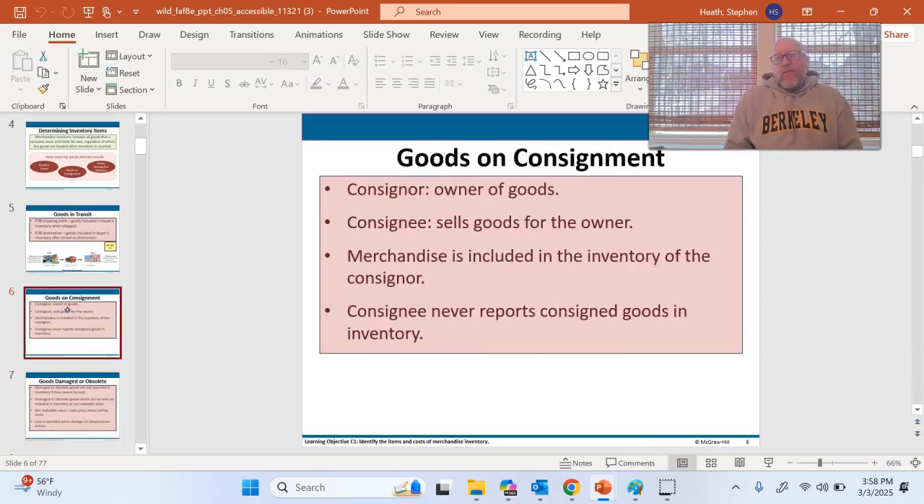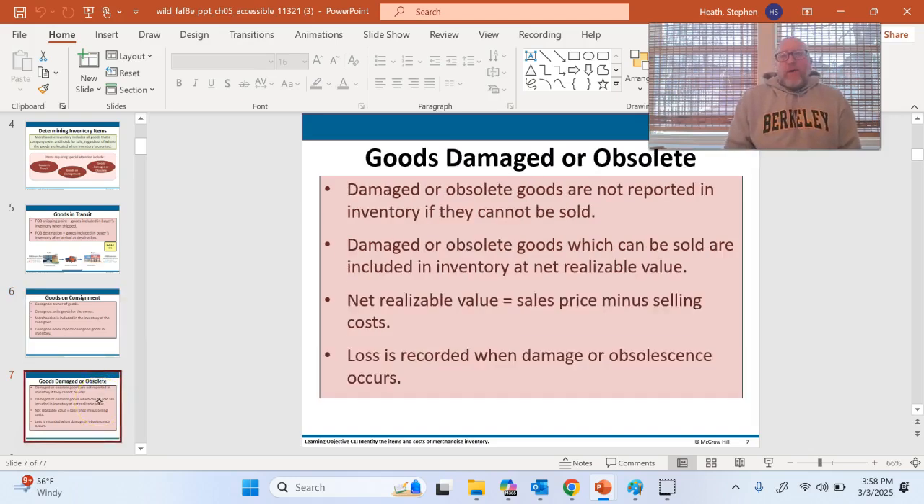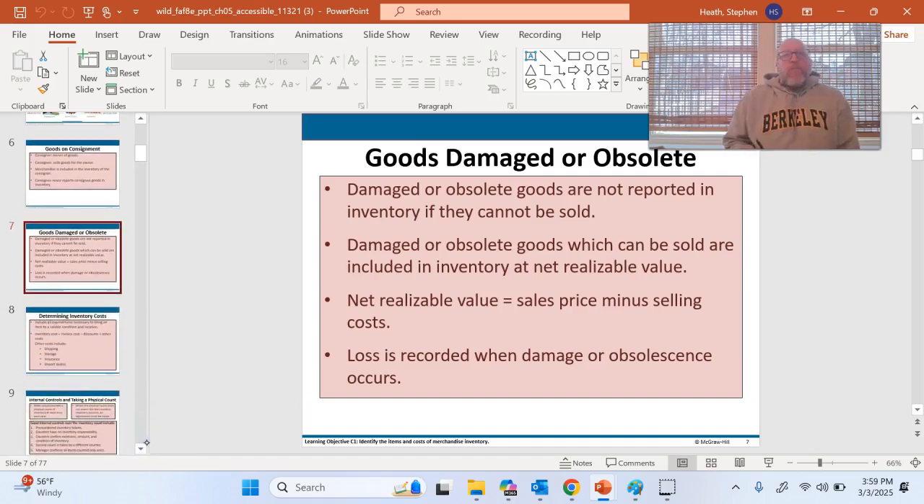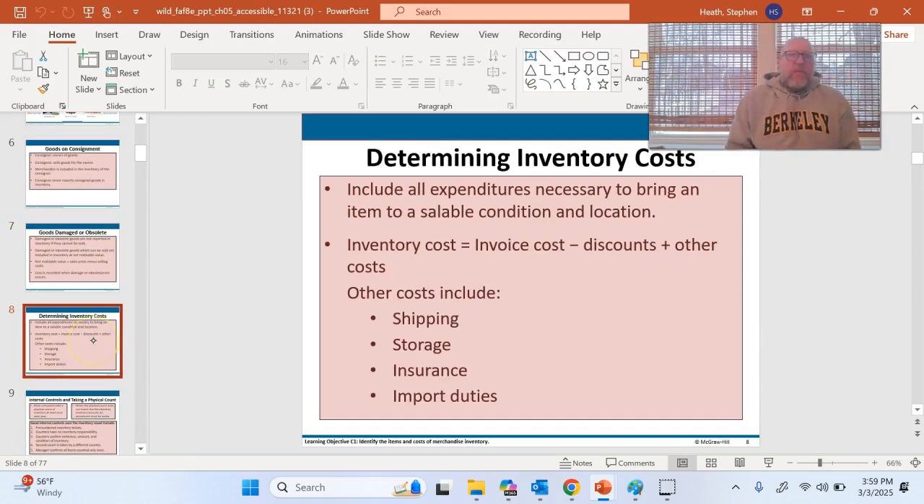Goods on consignment, I think we just talked about that in enough detail. And then damaged or obsolete. Again, when we are quantifying our inventory, we're not going to include these items. And then determining inventory costs. This is, again, a bit of review. We're going to include the cost of shipping, the cost of storage, the cost of insurance, and any import duties. Some of those are new.